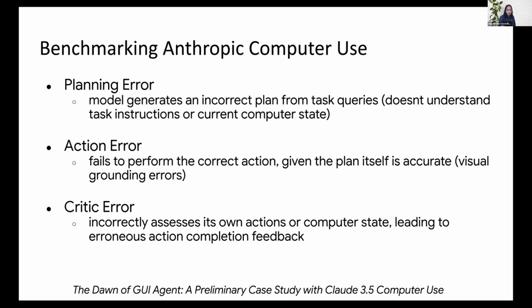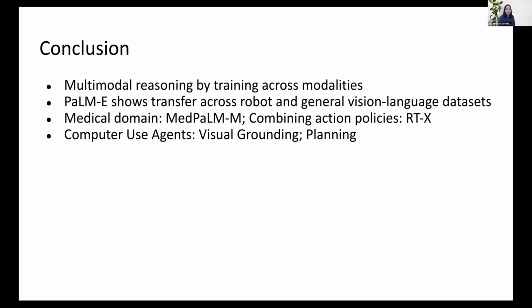Similarly, when it goes and takes action, it might not be able to take the correct action even when the plan is correct, because it can have visual grounding errors. You might not have enough precision to understand what's on the screen. And finally, you can have errors in the critic, where when you're looking at the screenshot of what the model has executed, you incorrectly assess those actions or computer state, which leads to wrong feedback on the feedback loop side.